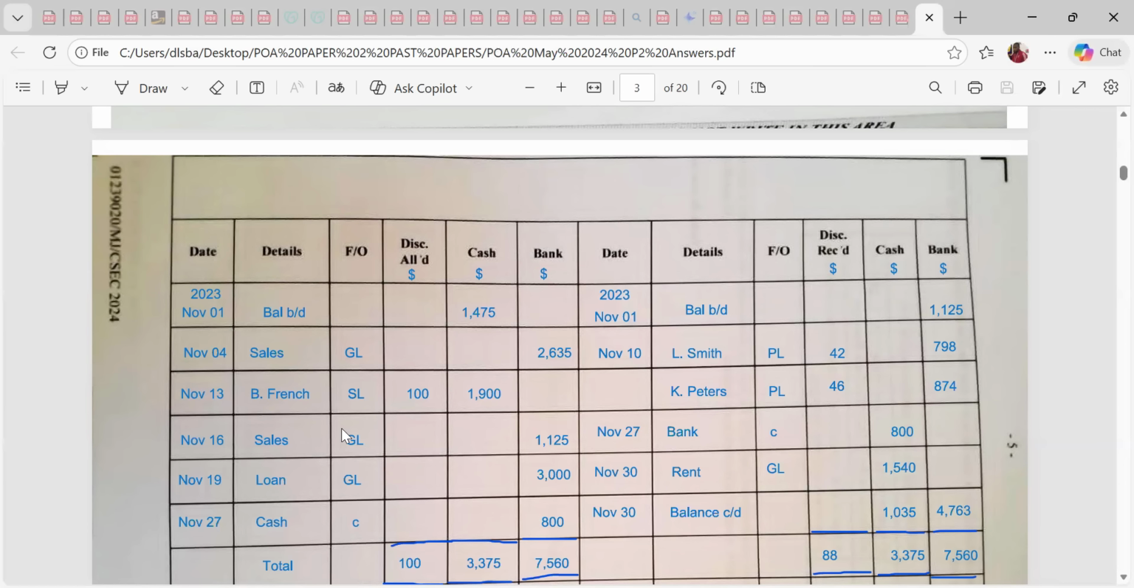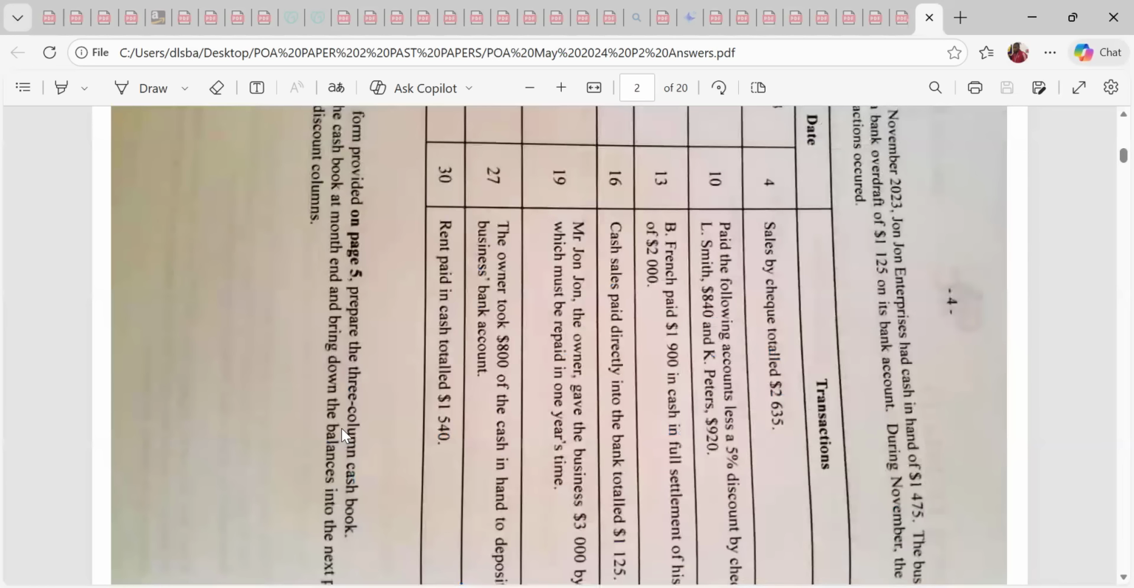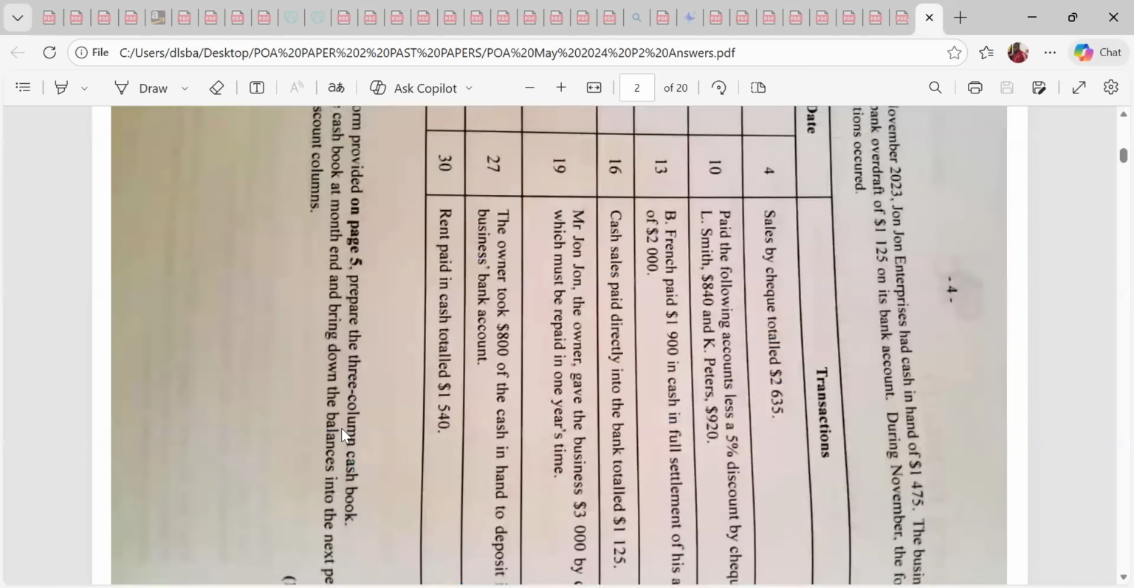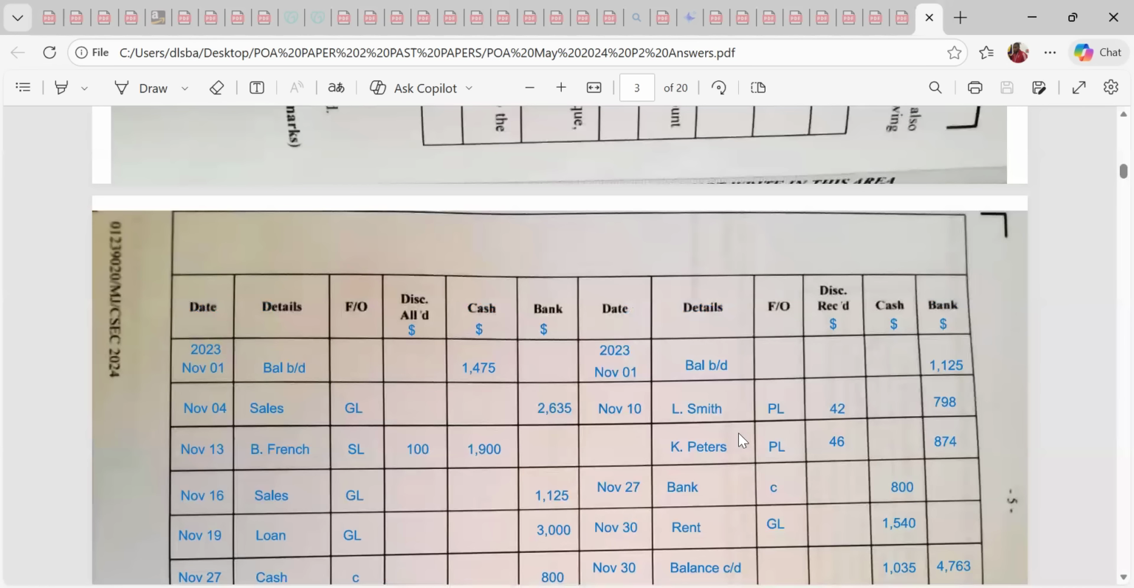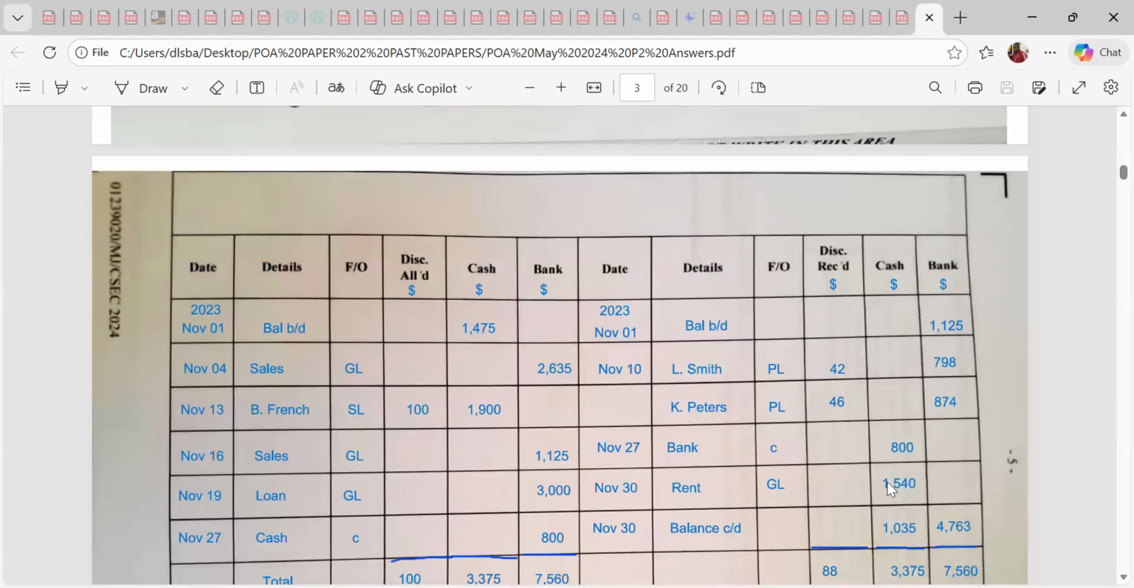Last one, paid rent, cash total $1,540. For paying rent, that means I'm spending money, so I credit. And it's cash, so I'm putting it under the cash column. Rent $1,540. Now for the folios, how do I get these folios?